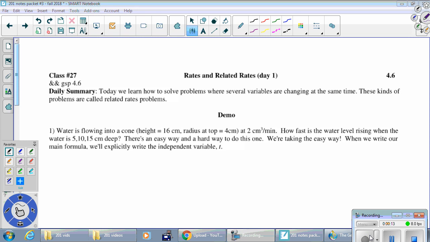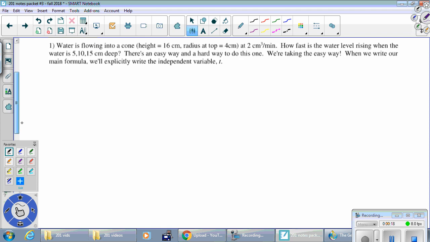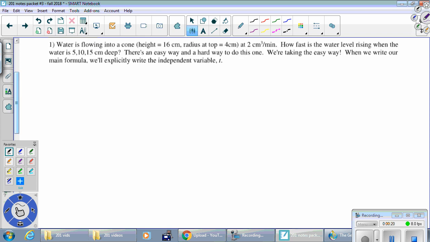Water is flowing into a cone. Height is 16 centimeters, radius at the top is 4 centimeters, at 2 cubic centimeters per minute. How fast is the water level rising when the water is 5 centimeters deep, 10 centimeters deep, and 15 centimeters deep? Let's give this a shot.